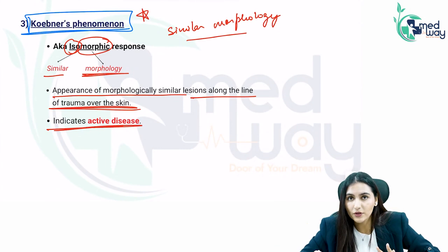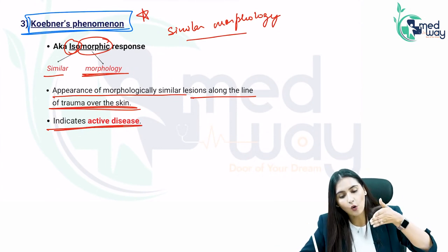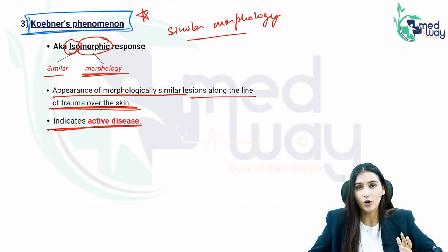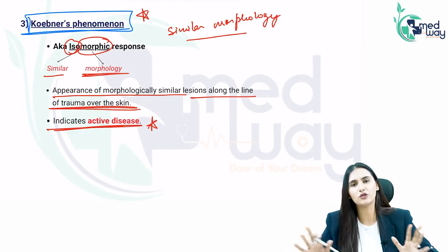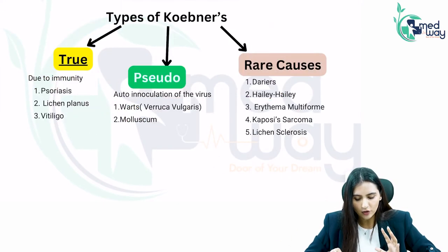That is true Koebner's. You have isomorphic lesions along the line of trauma. What does it indicate? It indicates that disease is active. You need good medication for this patient. The disease is full-fledged, working full-time. So that is your Koebner's phenomenon.